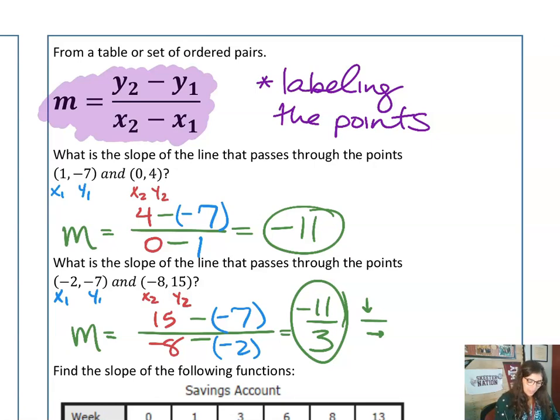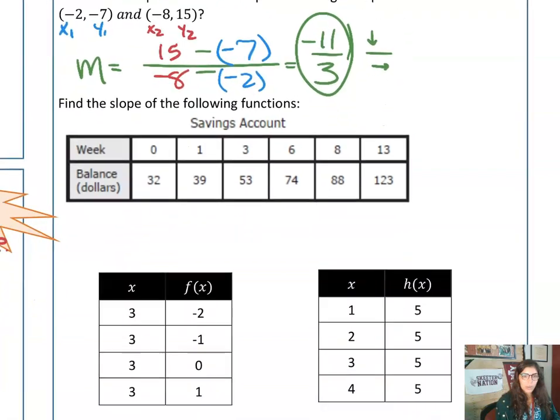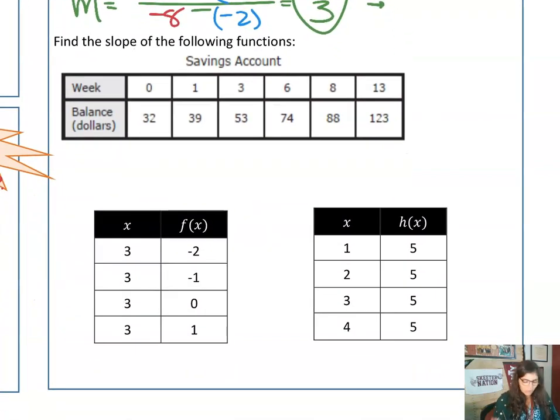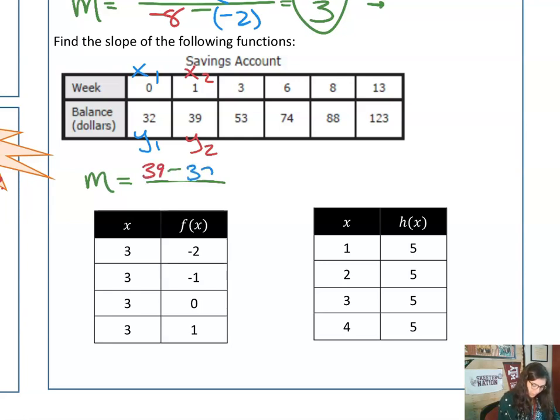Now this concept stays the same when we're dealing with tables because tables are just another way to organize coordinate pairs. So literally nothing is different. For the savings account example, I'm still going to label x1, y1, and x2, y2 so that I can plug them into the formula. The formula is m equal to y2 minus y1. Let me go back. I'll color code this for you guys. Okay, we are going to have y2 minus y1 all over x2 minus x1.